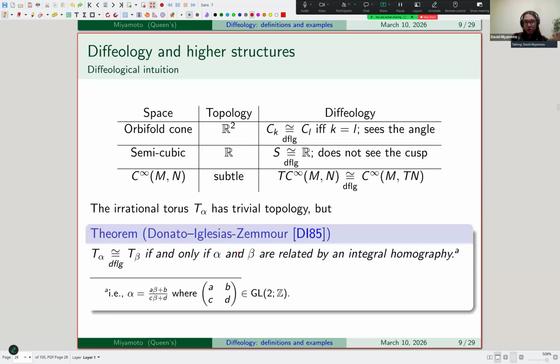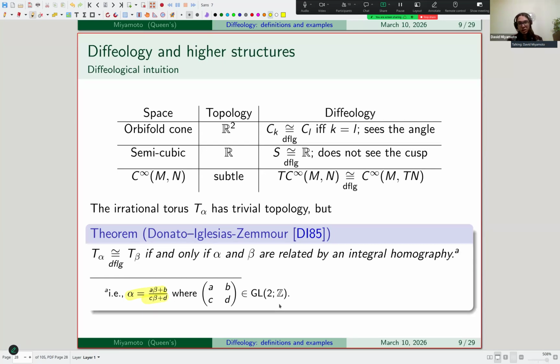But diffeologically, I actually have some more structure. I can see some more geometry. So these two irrational tori will be diffeomorphic diffeologically if and only if alpha and beta are related by what could be called an integral homography, I think. So what I precisely mean is this here. Alpha is (A beta plus B) over (C beta plus D), where (A, B, C, D) is an element of GL2.